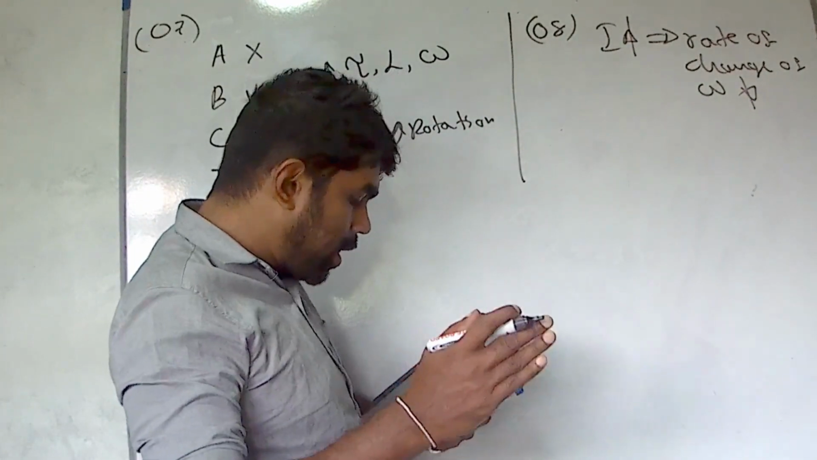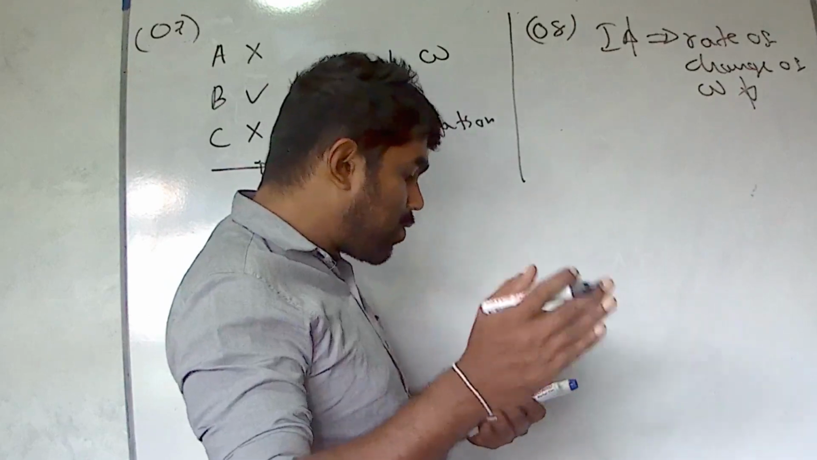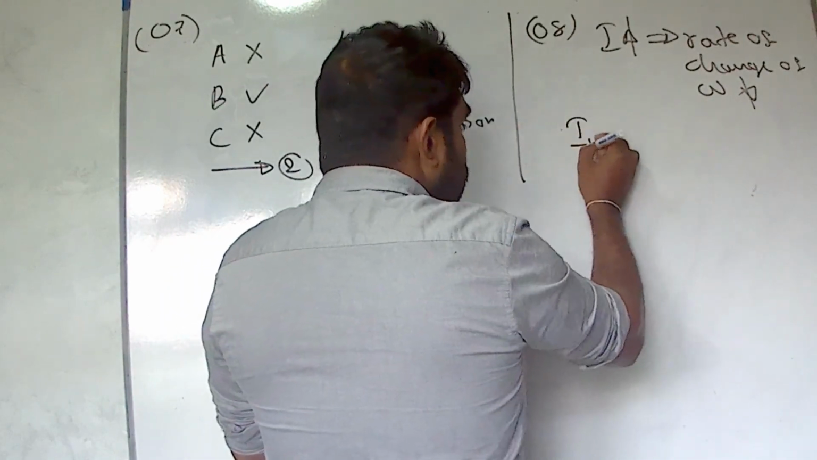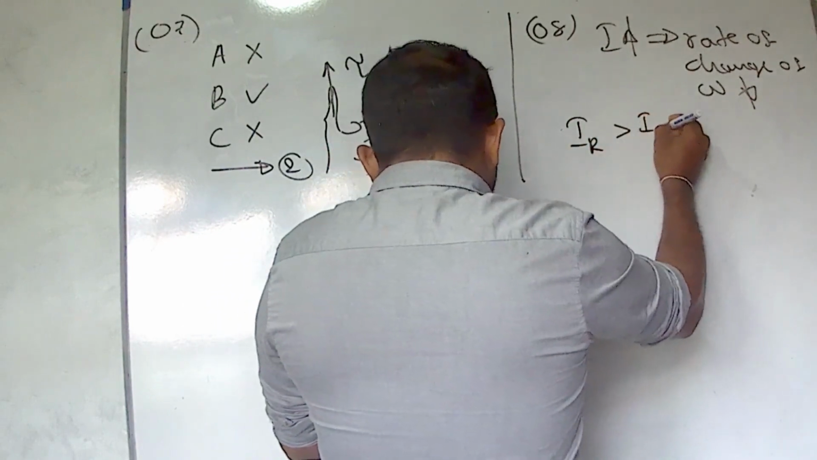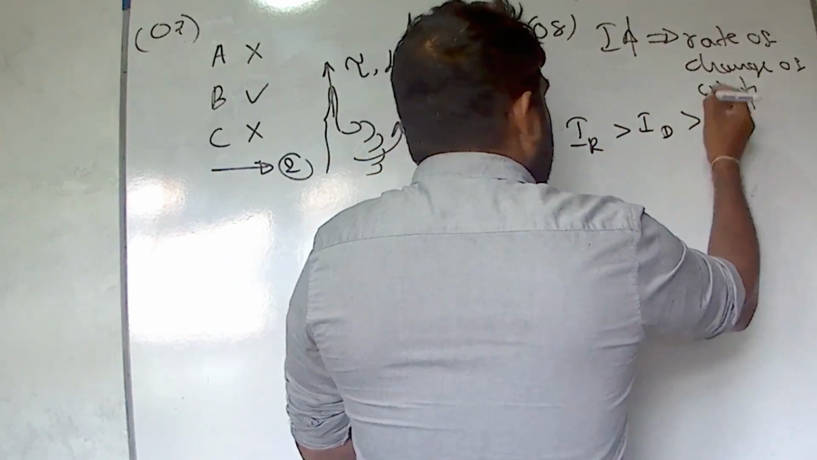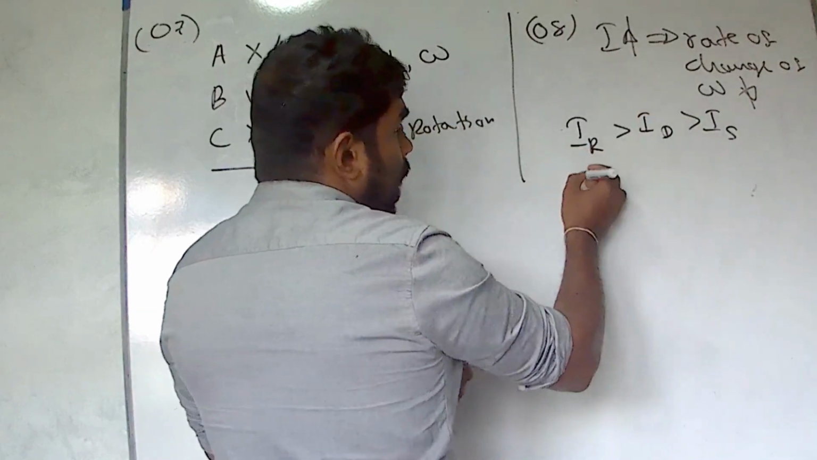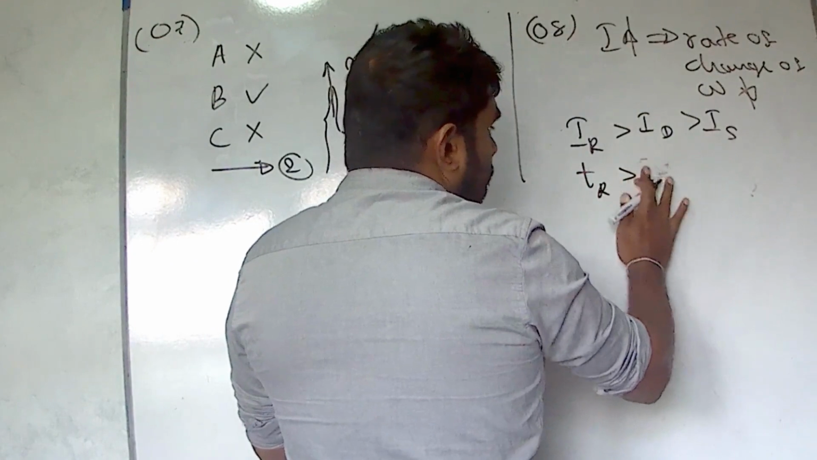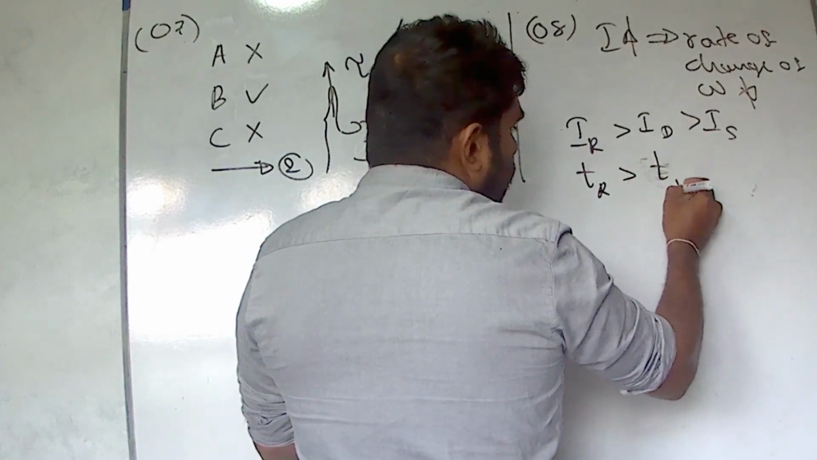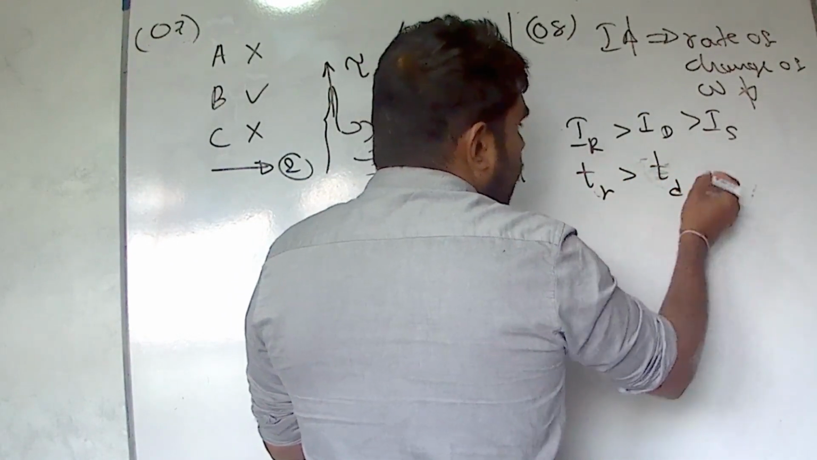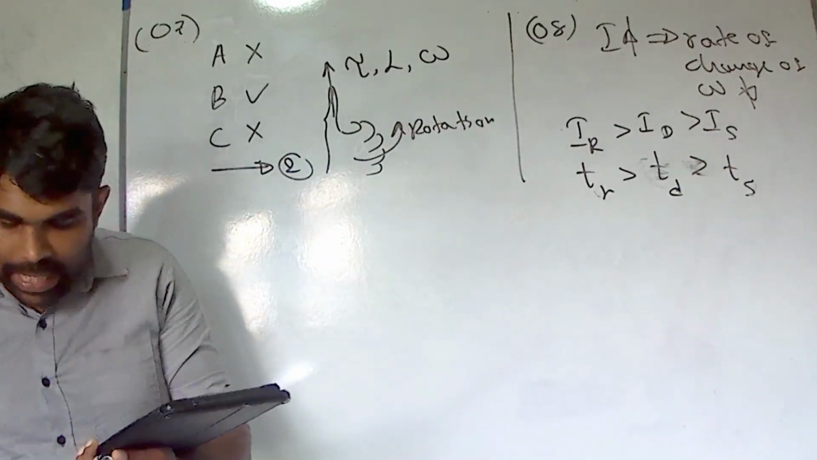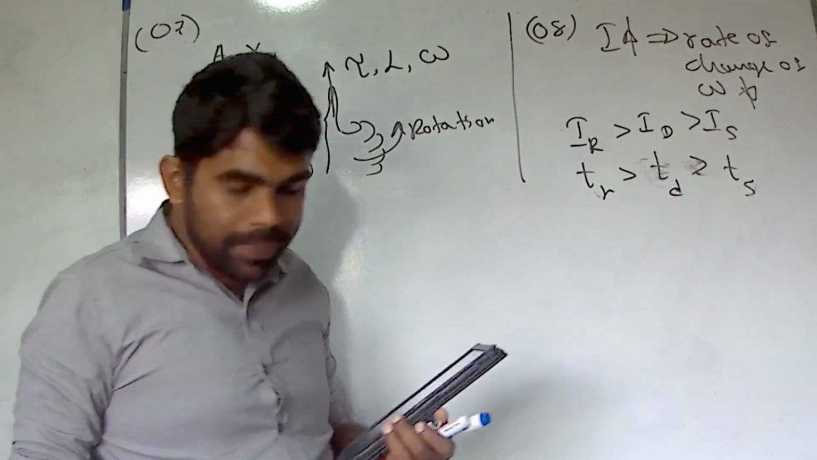The moment of inertia is the greatest for the ring, then ID and IS. Therefore, the time taken to reach the bottom is also in the same order, TR, TD and TS. Then the answer is 3 for question number 8.